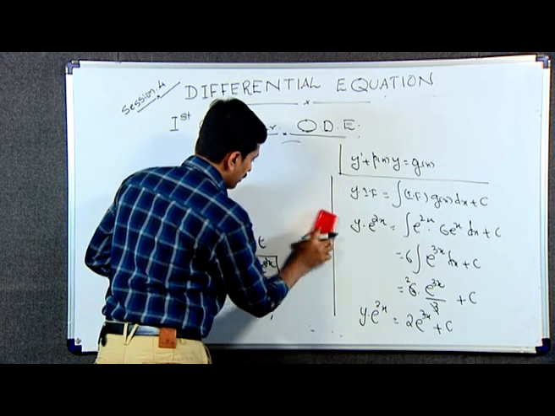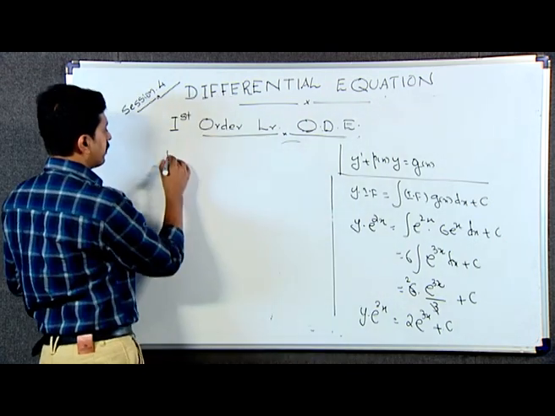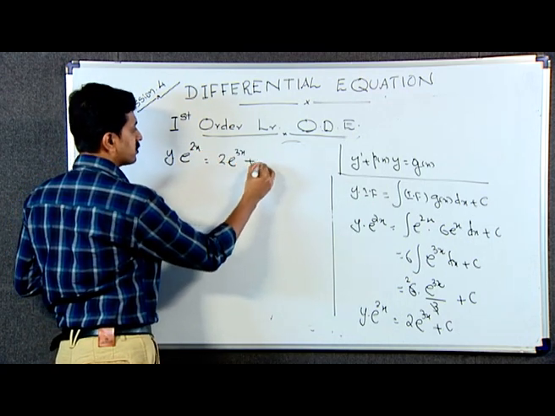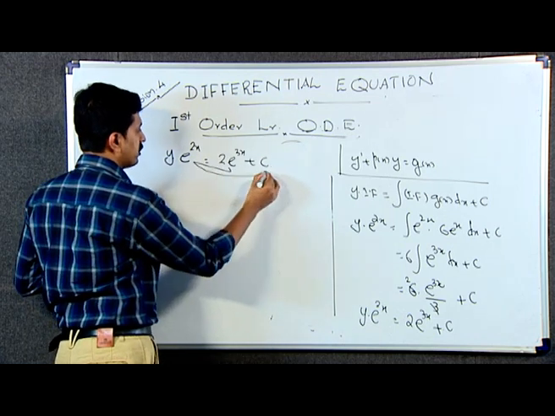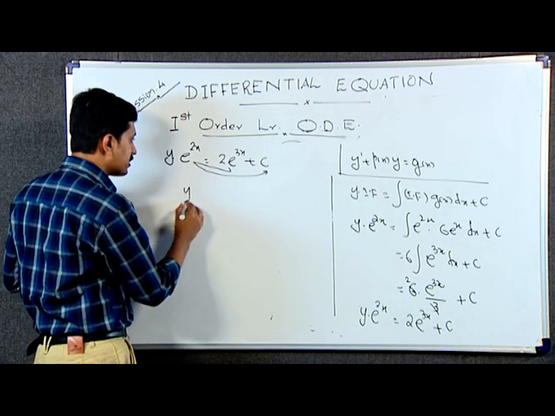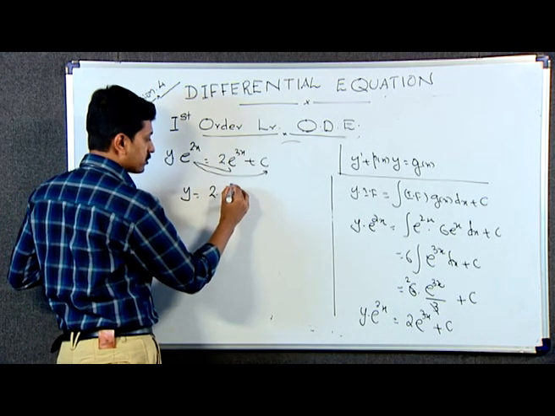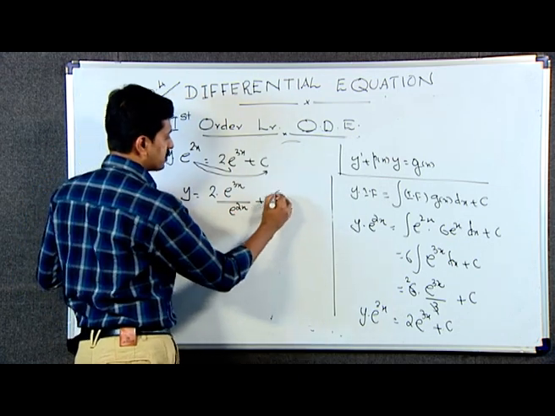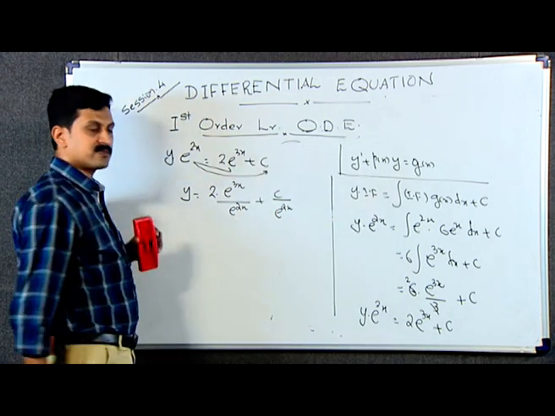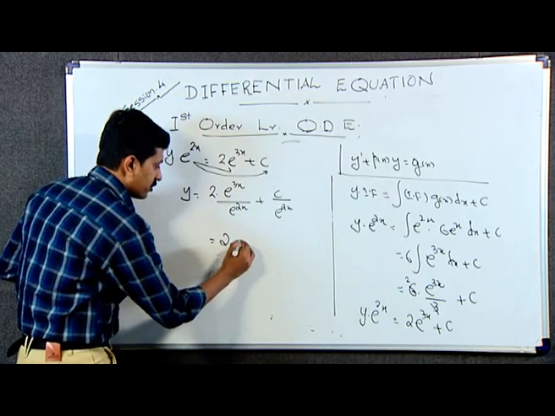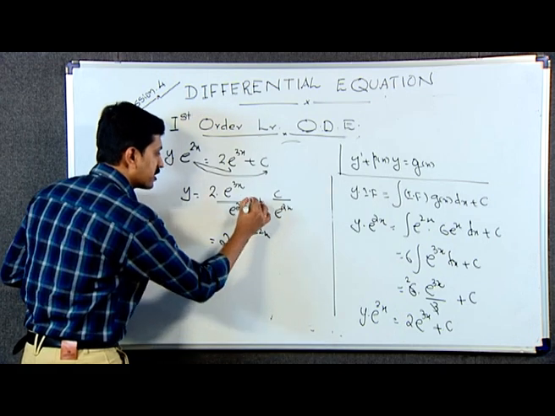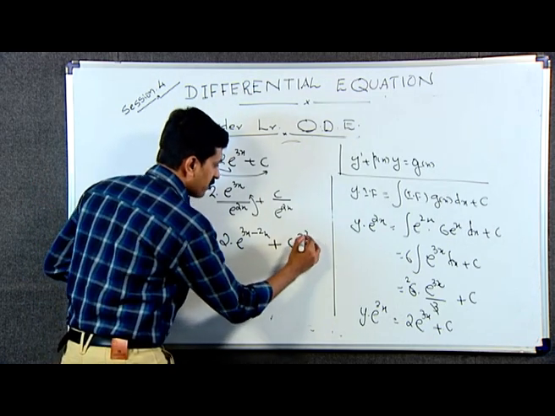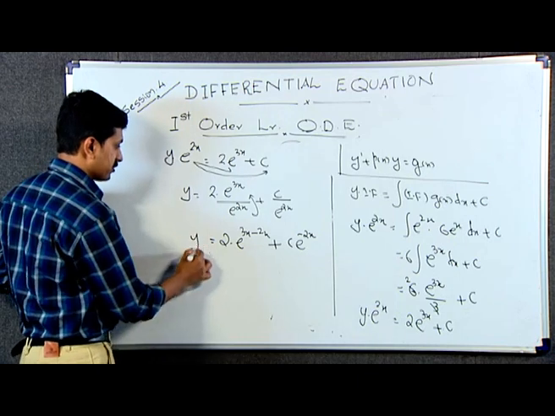See, the final case is y e raised to 2x equal to 2 e raised to 3x plus c. I am taking this e raised to 2x to the other side. Therefore, y is equal to 2 e raised to 3x divided by e raised to 2x, plus c divided by e raised to 2x, equal to 2 into e raised to 3x minus 2x. I am taking this 2x to the upper part. Therefore, plus c e raised to minus 2x.